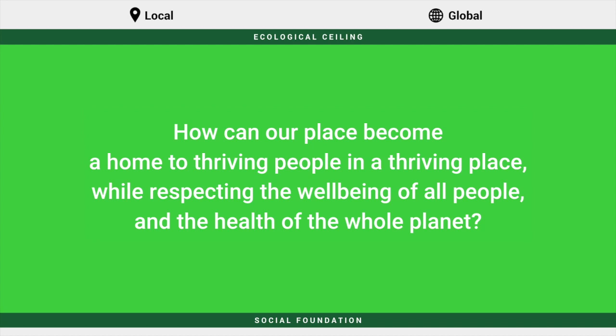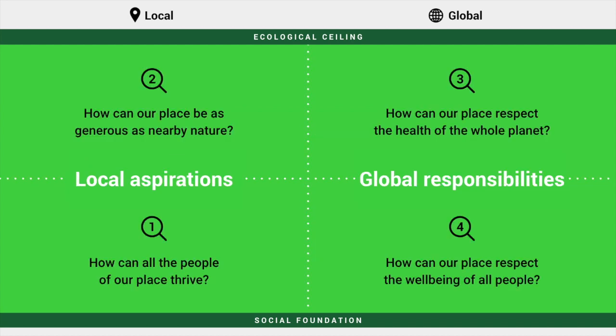So we break it down into what we call the 4 lenses. As you can see on the left-hand side, there are 2 lenses of local aspiration, social and ecological, and then 2 lenses of global responsibility, social and ecological, because we recognize that every place is connected to the whole world and therefore has impacts on people and planet worldwide. So we ask, how can all the people of our place thrive? And how can our place be as generous as nearby nature? But also, how can our place respect the health of the whole planet and respect the well-being of all people? So let's dive into these lenses one at a time.